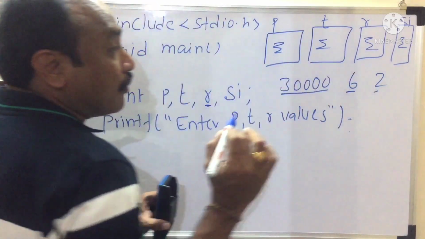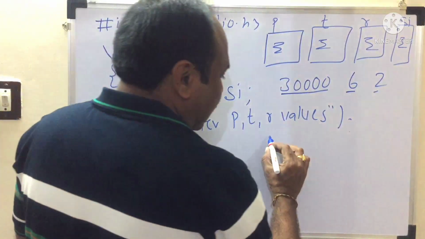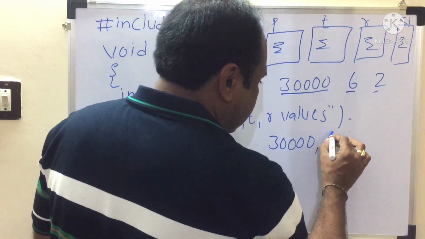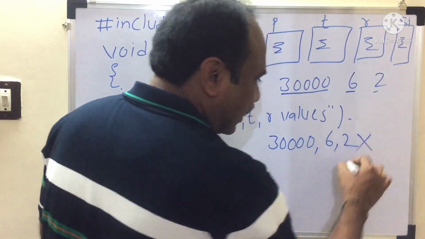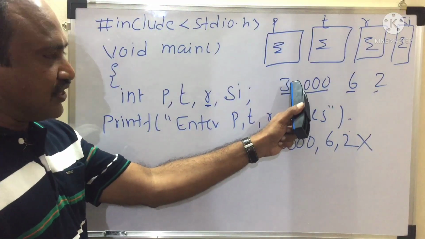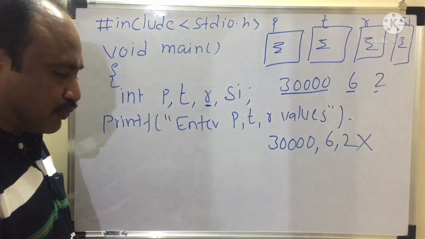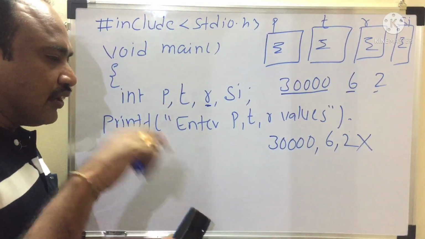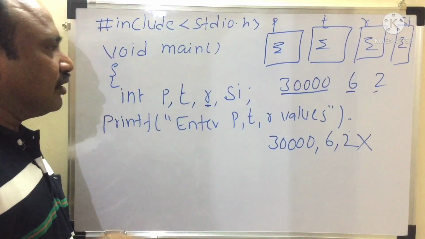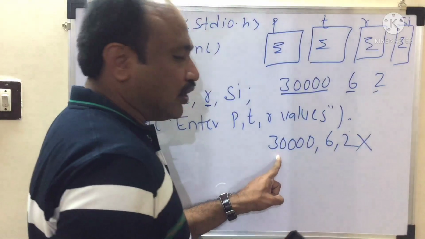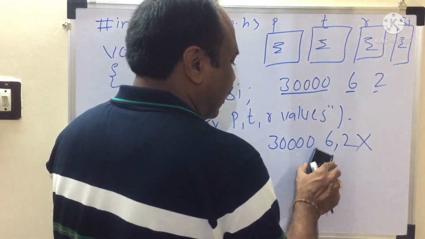Most of the students will enter like this: 30,000 comma 6 comma 2. No, it will not accept. The first way is 30,000 space bar 6 space bar 2. The second way is 30,000 press enter, 6 press enter, then 2. You have to give it like this.